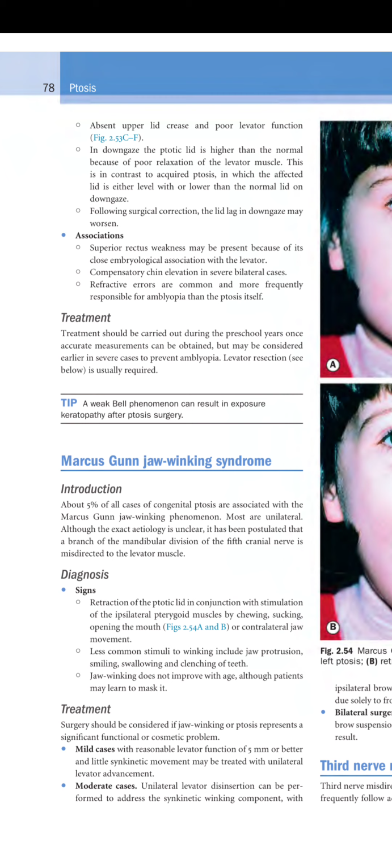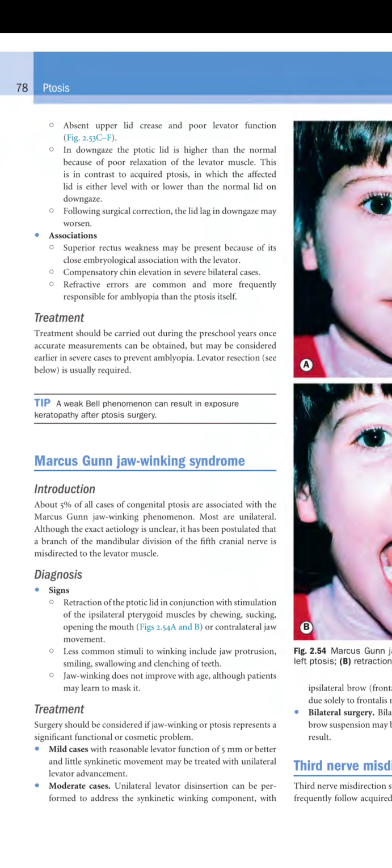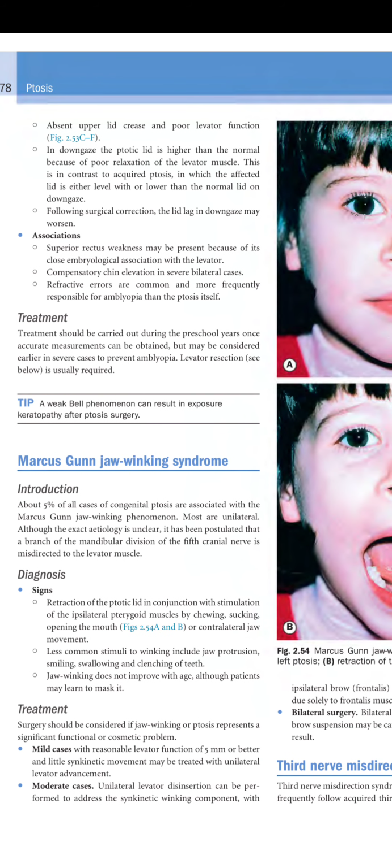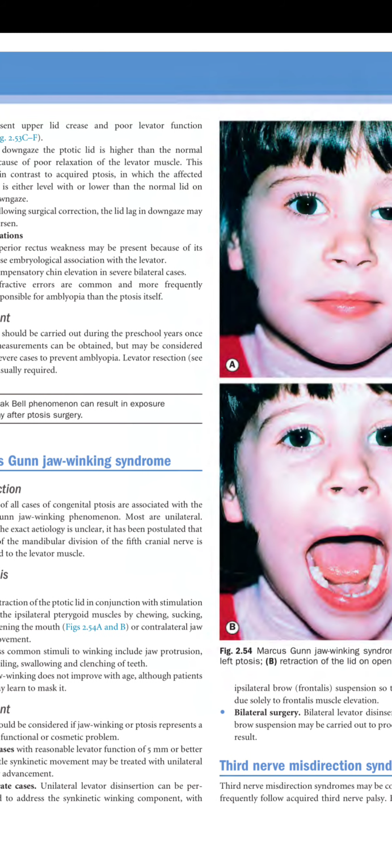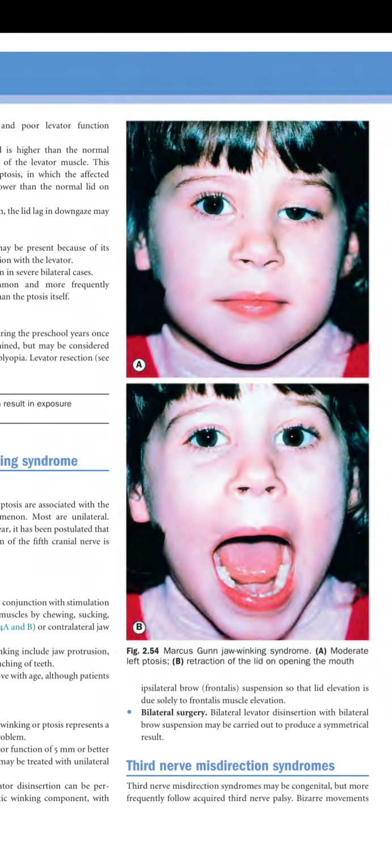Mild cases with reasonable levator function of 5 millimeters or better and little synkinetic movement may be treated with unilateral levator advancement. In moderate cases, unilateral levator disinsertion can be performed to address the synkinetic winking component, with ipsilateral brow frontalis suspension so that lid elevation is due slowly to frontalis muscle elevation. Bilateral levator disinsertion with bilateral brow suspension may be carried out to produce a symmetrical result.